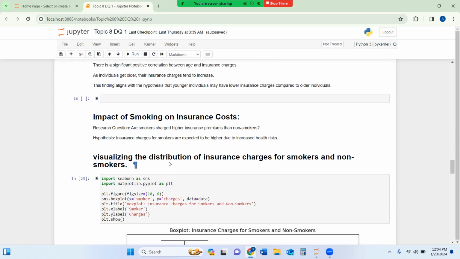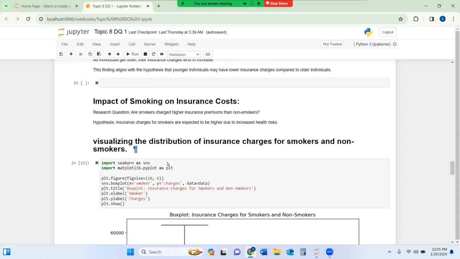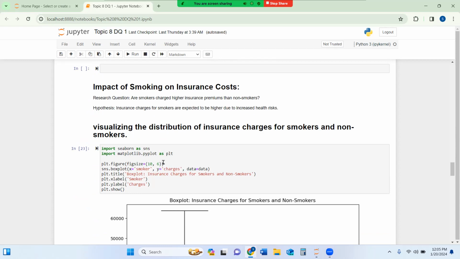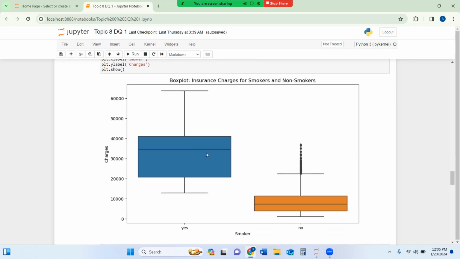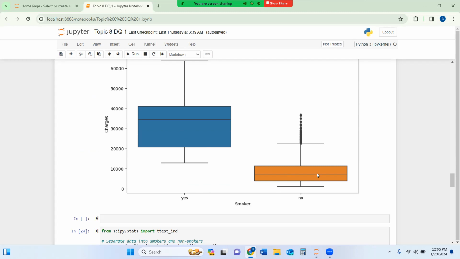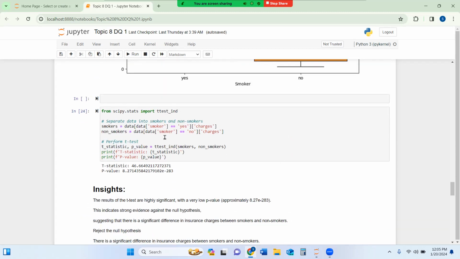The other research question could be about the impact of smoking on insurance costs, where the question is, do smokers pay higher insurance premiums than non-smokers? And the hypothesis is insurance charges for smokers are expected to be higher due to increased health risk. And this is a visual here showing the box plot of smokers against non-smokers. And this here is from the t-test results and the p-value.